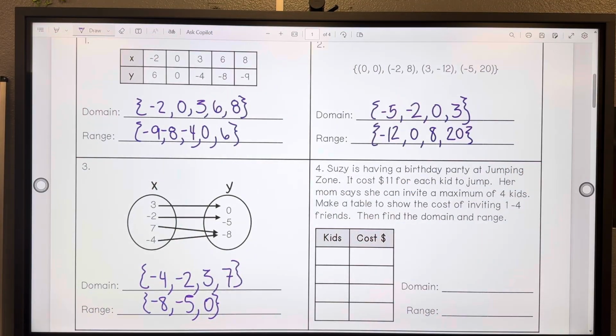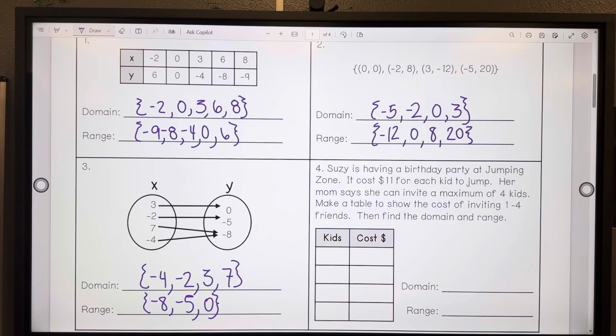All right, Susie is having a birthday party at Jumping Zone. It cost $11 for each kid to jump. Her mom says she can invite a maximum of 4 kids. Make a table to show the cost of inviting 1 to 4 friends, then find the domain and range.